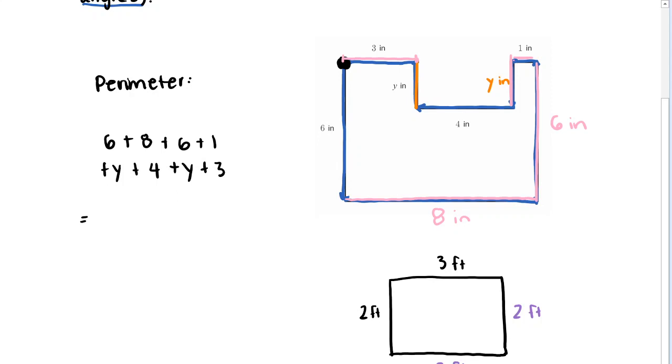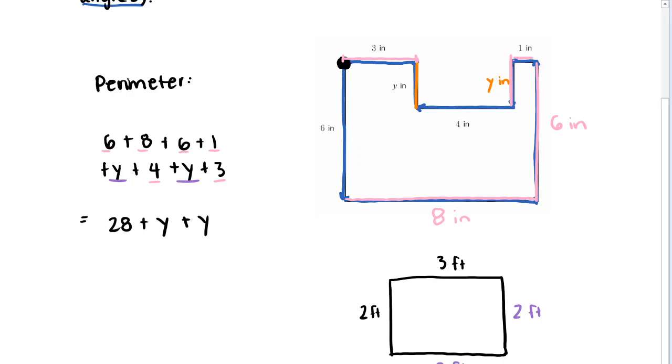6 plus 8, that's 14. And then if we add another 6 on top of that, that'll be 20. Plus 1 gives us 21. Plus 4 gives us 25. And then plus 3, that gives us 28. So here we have 28. And then we still have this plus y and plus y. Right, so plus y plus y.